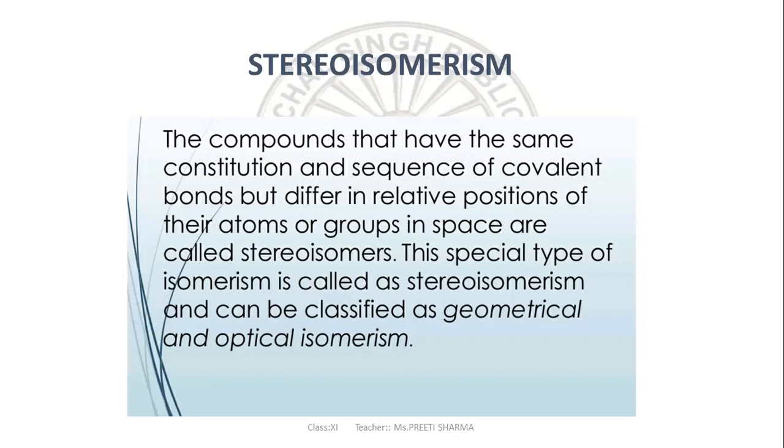But in the case of stereoisomerism, what is stereoisomerism, students? The compounds that have the same constitution and sequence of covalent bonds but differ in the relative position of their atoms or groups in space. Only one word is added, that is space. Otherwise, the whole definition is the same as that of structural isomerism. And this is a special type of isomerism, and it can be classified as geometrical and optical isomerism, which we will do in class 12.